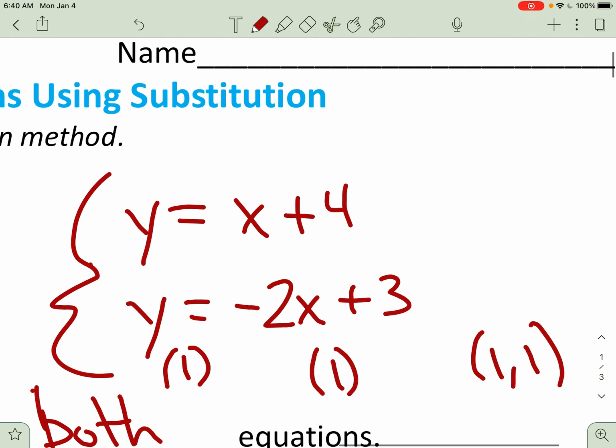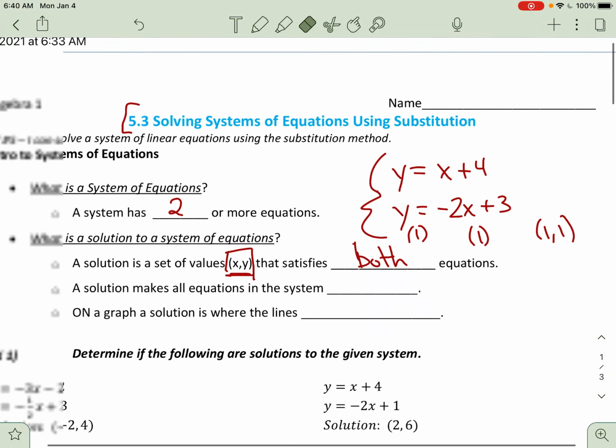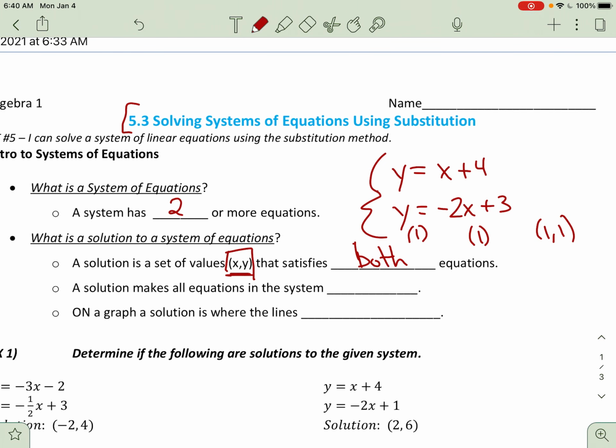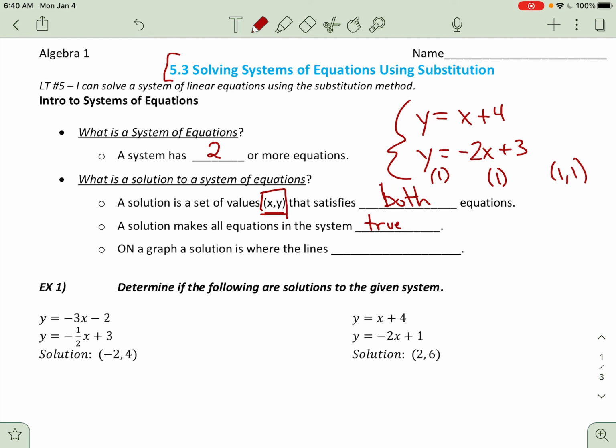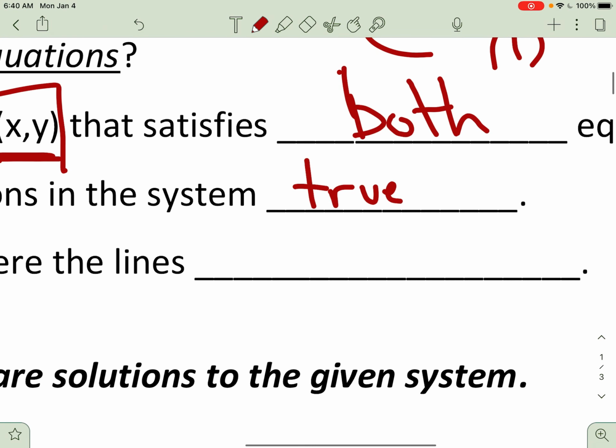Well, if I plug it in up here, 1 and 1, 1 plus 4 is 5. 5 does not equal 1. So this would not satisfy both. This would not be a solution that satisfies both equations. Okay, so we're going to look at some examples here in just a moment. So a solution makes all equations in the system true. And on a graph, a solution is where the lines intersect.